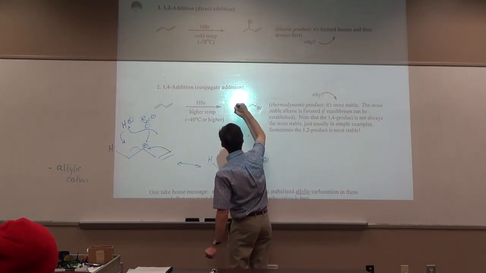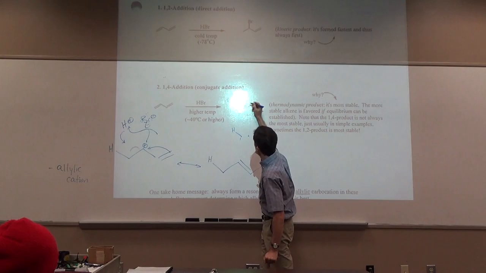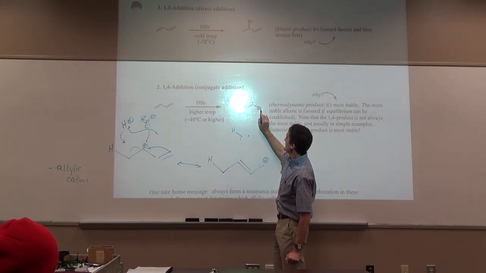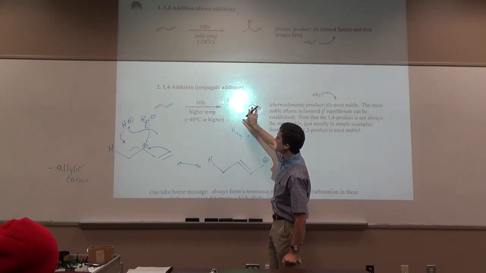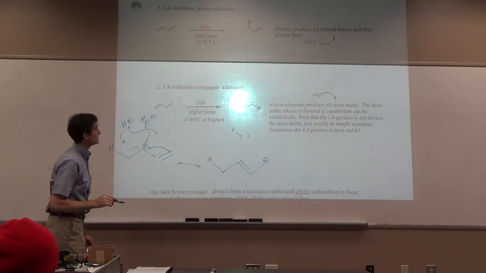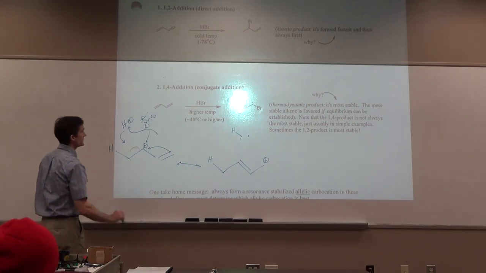Instead, you get the 1-4 addition product. We come down here, the new H is here, and the bromine is over here. So if that's 1, that's 4. H is on the 1 carbon, bromine's on the 4. This is an example of a 1-4 addition, also known as a conjugate addition. 1-2 addition is also known as a direct addition. Direct addition is analogous to what we've been doing for the past month. There's been direct additions. It's a conjugate addition.